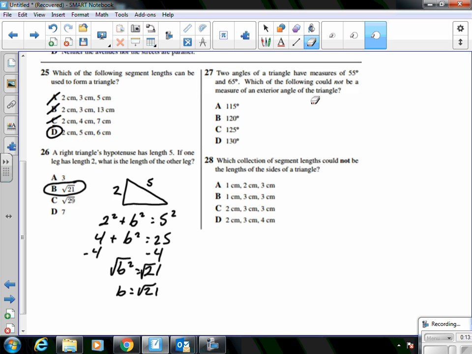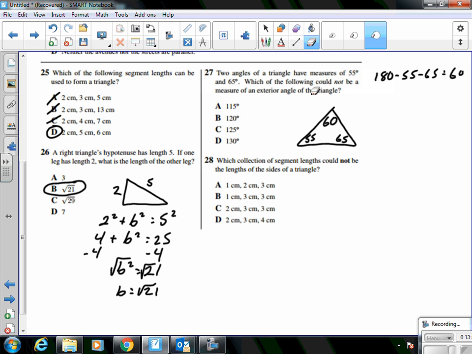27. Two angles of a triangle have measures of 55 and 65 degrees. Which of the following could not be a measure of an exterior angle of the triangle? So if I've got a triangle here with a 55-degree angle and a 65-degree angle, we need to know what the third angle is. So we're going to take the 180 and subtract 55 and 65. 55 and 65 together is 120. So 180 minus 120 is 60. That gives me my third angle.